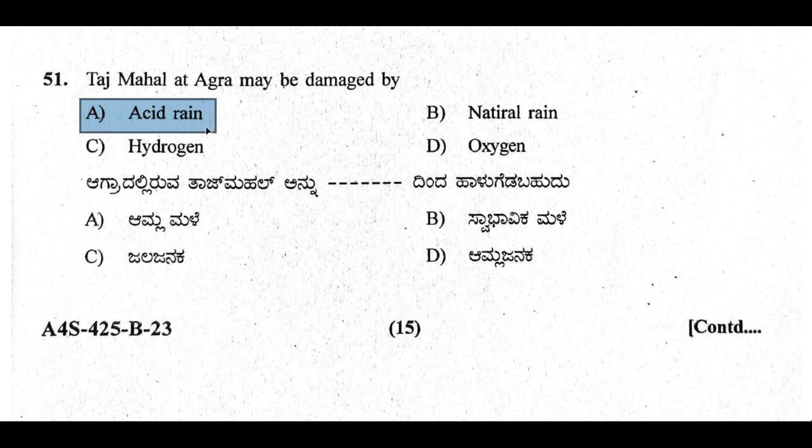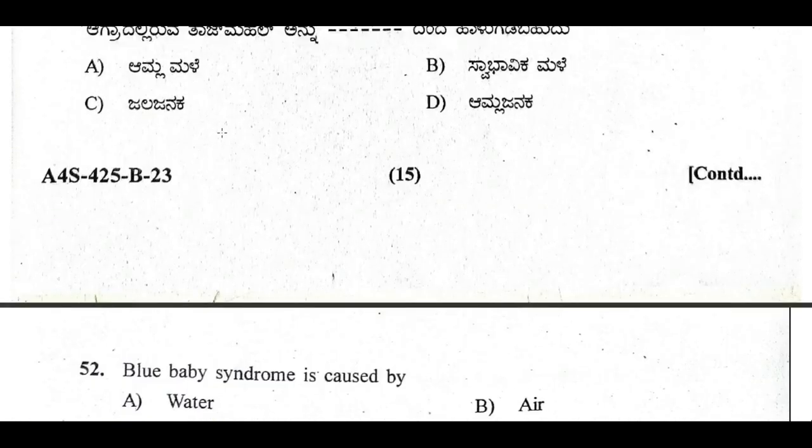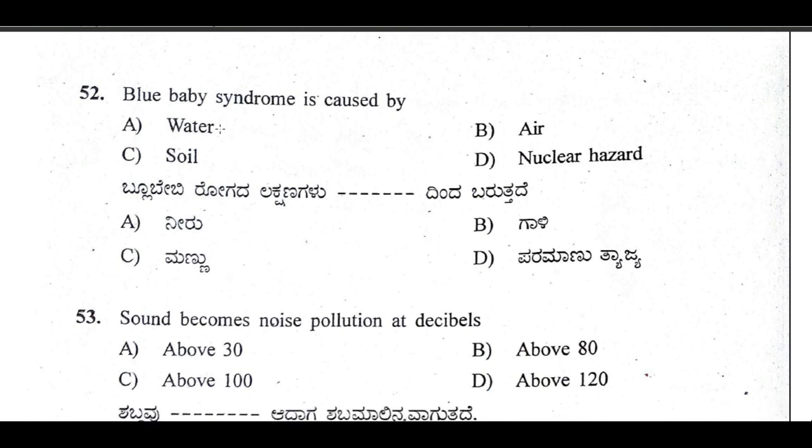So question number 52. Blue baby syndrome is caused by option A, water, option B, air, option C, soil, option D, nuclear hazard.